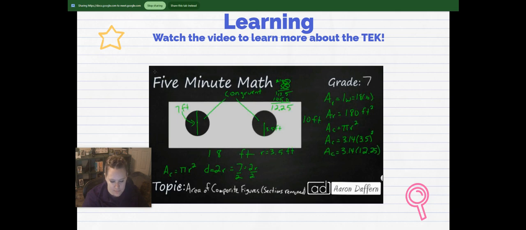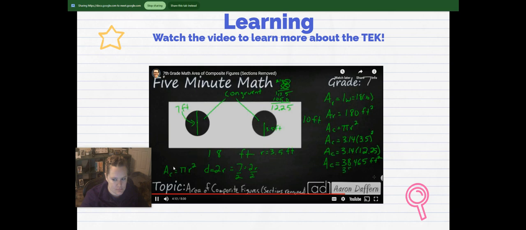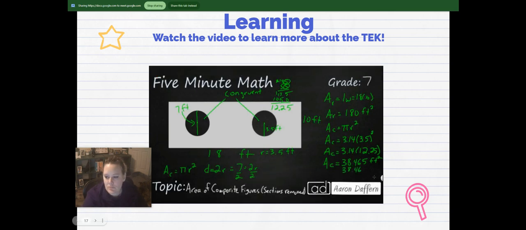12.25. And we can do that long ways, or we can use a calculator. And so it's 38 and 465 thousandths. So if I wanted to double that, remember there are two circles. Let's just go ahead and double that and see what our combined area of our circles is. So 76.93. That's both circles together.